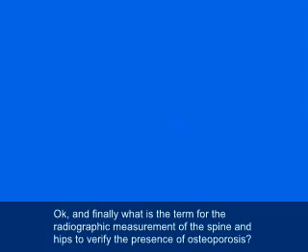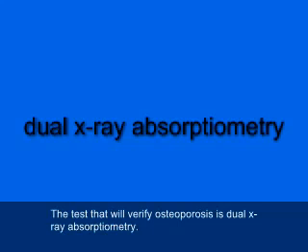Okay, and finally, what is the term for the radiographic measurement of the spine and hips to verify the presence of osteoporosis? Okay, the test that will verify osteoporosis is dual X-ray absorptiometry. Dual X-ray, two words, D-U-A-L X-R-A-Y, and then absorptiometry.